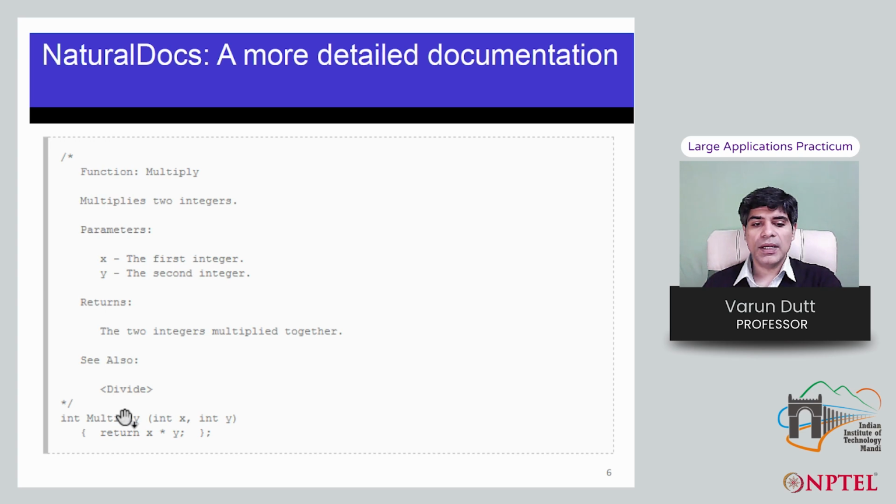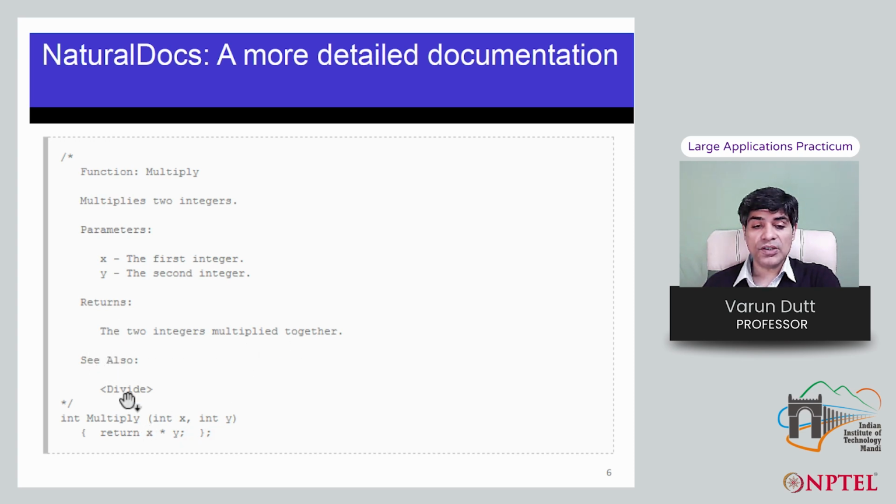You can see that there's a multiply, and we have started out a comment. We've written function multiply, which is a function, multiply 2 integers, parameters. These are the 2 parameters. It accepts x and y. So it says x dash first integer, y dash second integer, and remember these are tab with parameter being colon. And then we have return, and the 2 integers multiplied together is the return statement.